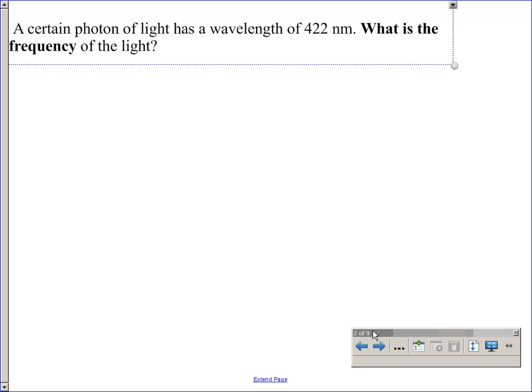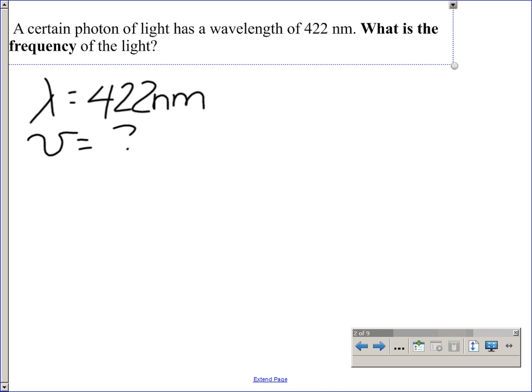So first, I'm going to tell you to go ahead and define your variables. So this is wavelength. Okay. What is the question asking me for? Frequency. So I want to know V. Which equation do I have that relates frequency to wavelength? The first one, C is equal to wavelength times frequency.